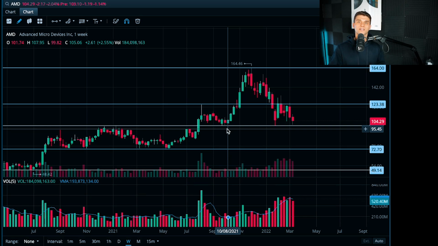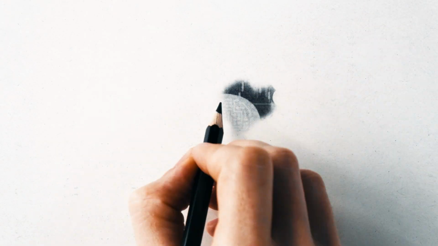Traders want to see retests happen. That gives them additional confirmation from a psychological standpoint, which is what the chart is, it's just a drawing of people's psychological habits.